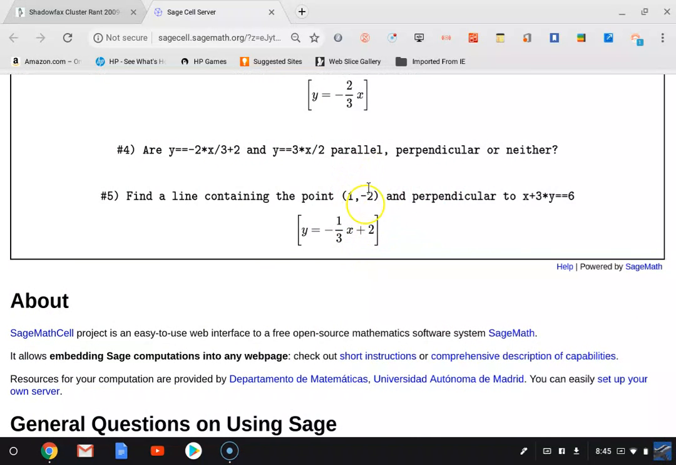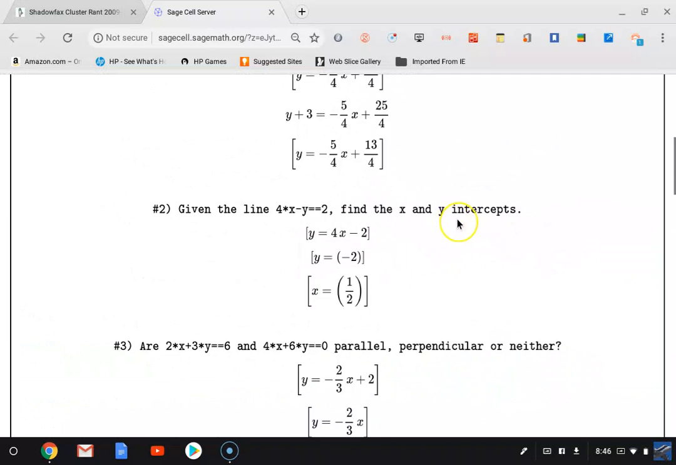But I want another line, a different line that goes through the point (1, negative 2). That's not this point. If you plug in 1 for x, you get 1 times negative 1/3 is negative 1/3 plus 2 is 1 2/3. That's not negative 2. So I want a line that's perpendicular. So the slope would be the negative reciprocal of negative 1/3, which is flip it over to 3, change the sign, positive 3. So the m is 3, and the x1, y1 is (1, negative 2).